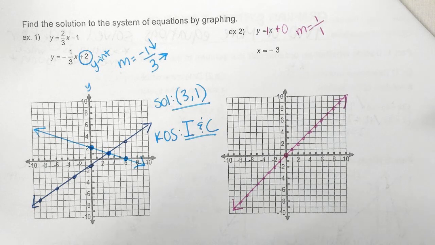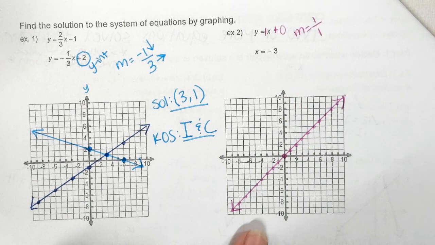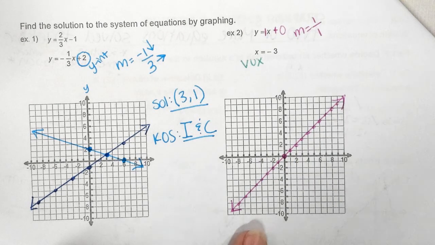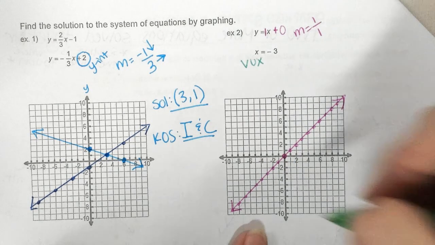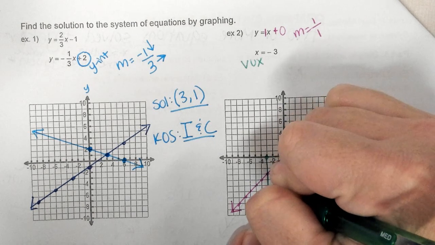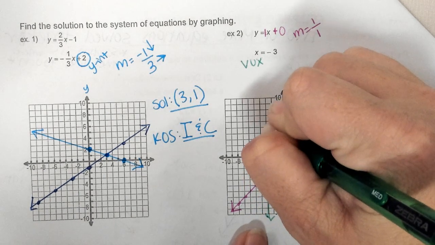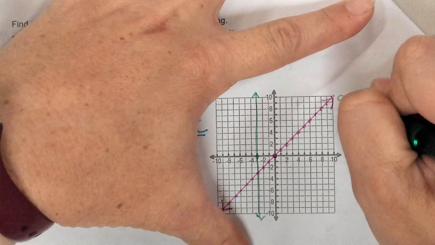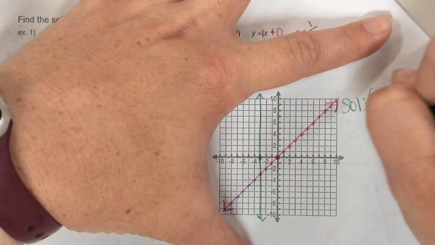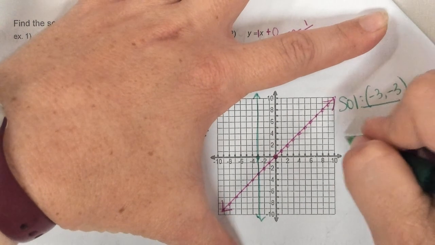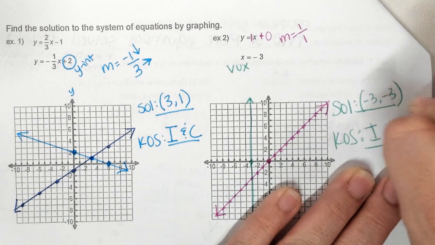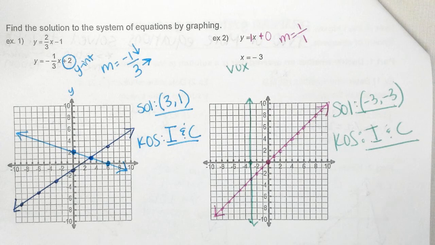Okay, so then this one tells me x equals -3. What kind of line is that going to be? Vertical. It's VUX. Vertical, undefined, x equals a number equation. What does x equal? -3. So I'm going to just draw a vertical line. And where do they touch? -3, -3. And my kind of system, because it only touched once, is independent and consistent. Any questions with that?